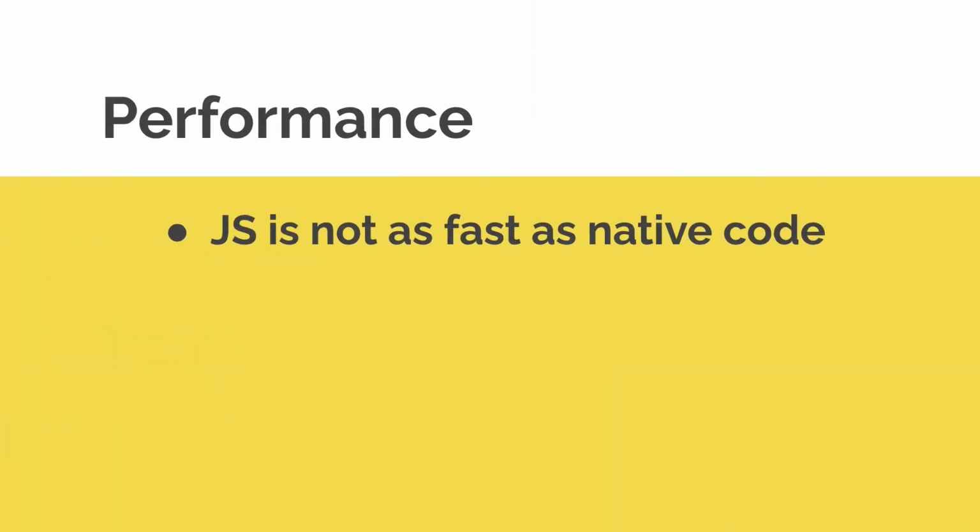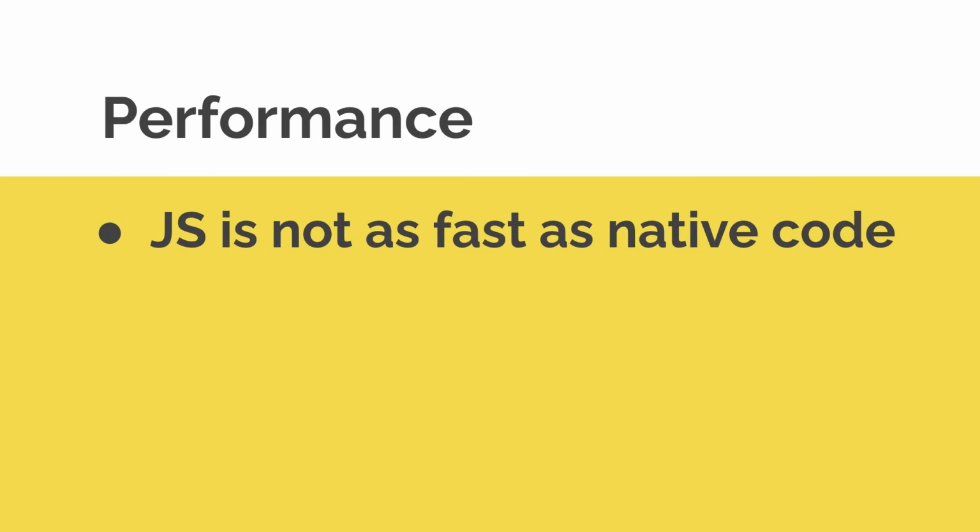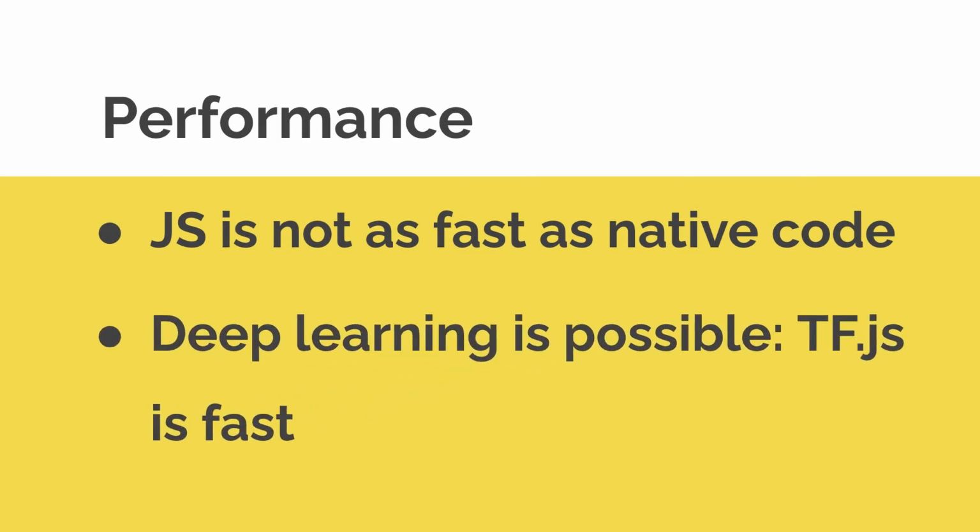Let's talk about the performance of TensorFlow JS next. JavaScript is not as fast as native code, but TensorFlow JS is still fast. Deep learning is possible with TensorFlow JS. That means you can build neural networks with TensorFlow JS. And in fact, there are many pre-built models, including many pre-built neural networks, ready for you to use in your web projects.